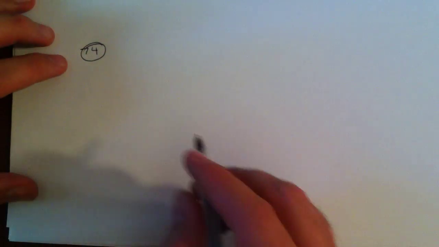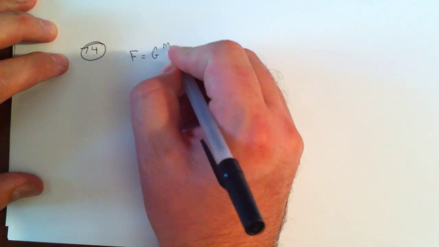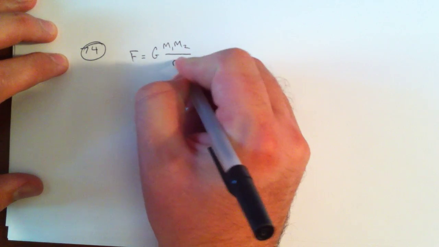Okay, so let's go ahead and do problem 74. So it says, by what factor is Earth's gravitational field reduced at a distance of 5 Earth radii from the center of Earth? So again, we automatically see by what factor is Earth's gravitational field reduced. So we're thinking force, gravitational field. So we are automatically thinking about this equation here.